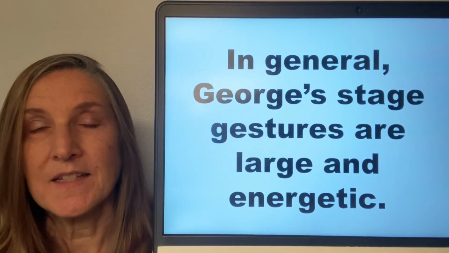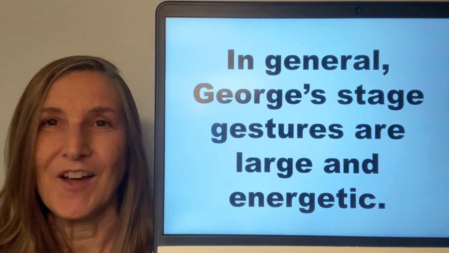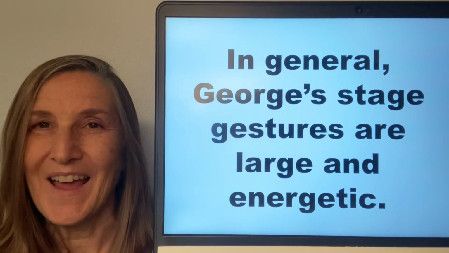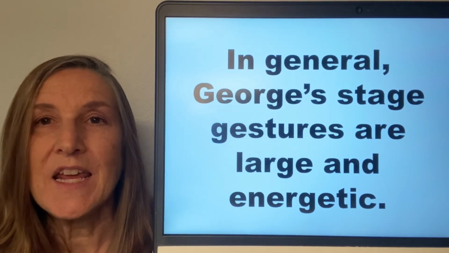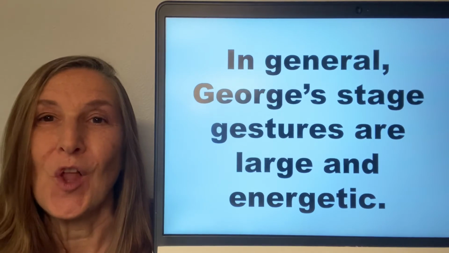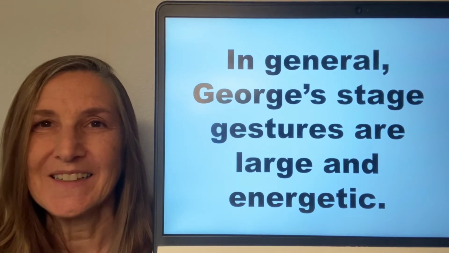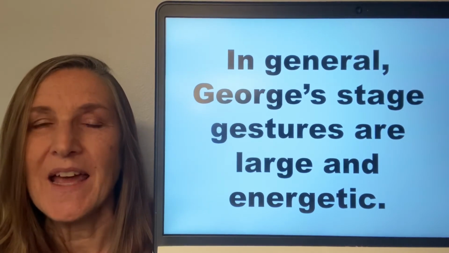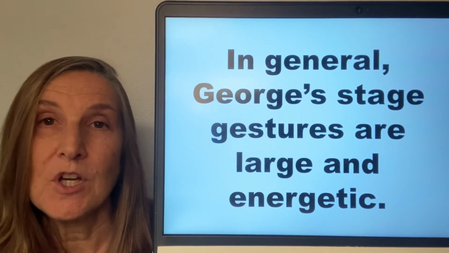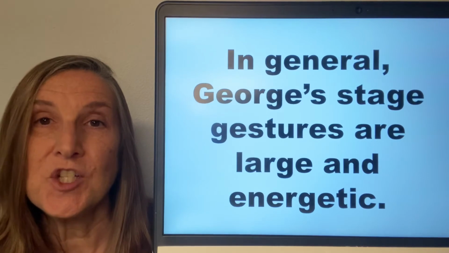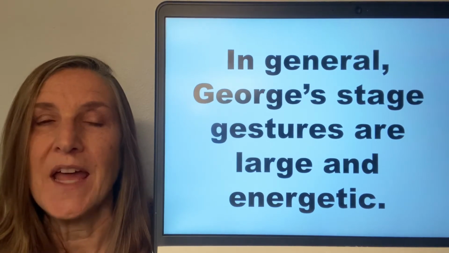Our next sentence uses the soft G sound. Let's read it together. In general, George's stage gestures are large and energetic. Let's read it together again, and then you can read it on your own. In general, George's stage gestures are large and energetic.